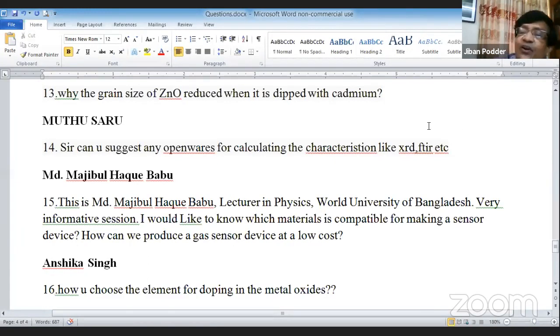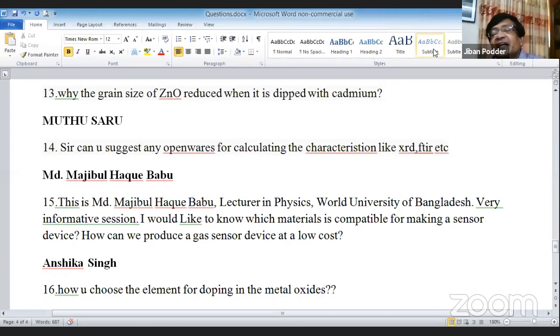But with FTIR we can only predict the qualitative information about the band structures, about the bonding, about the functional groups. That is all we can detect with FTIR.